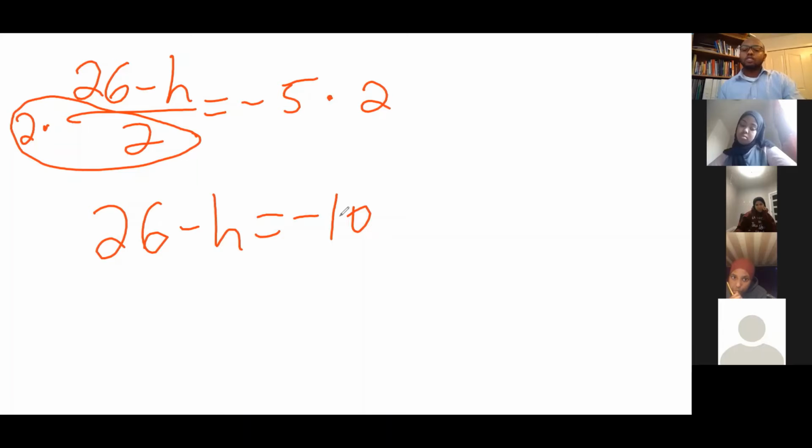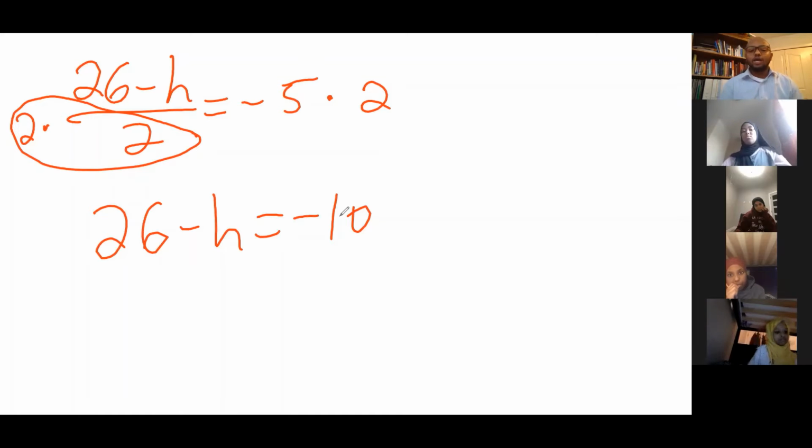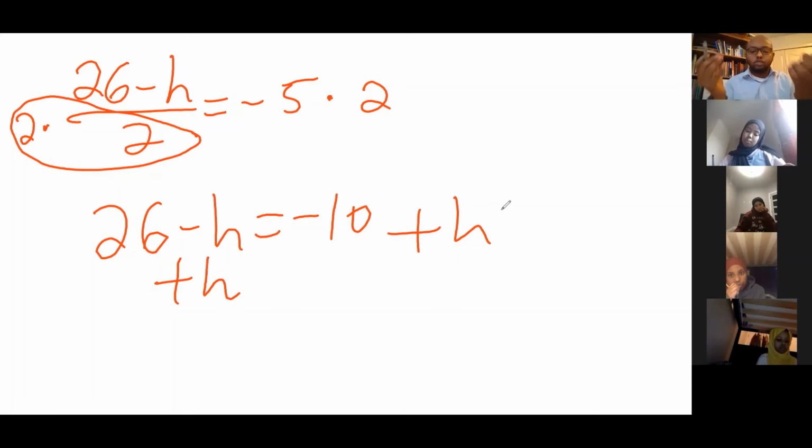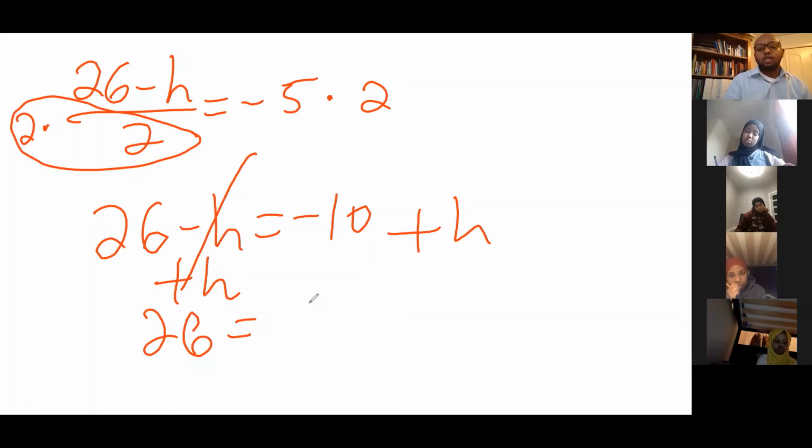So in the left side of this equation, the h is negative. If I don't want to deal with a negative, I have to add h to both sides to get the letter to be positive. So now I cancel h here. I get 26 is equal to -10 plus h. My variable now is positive.